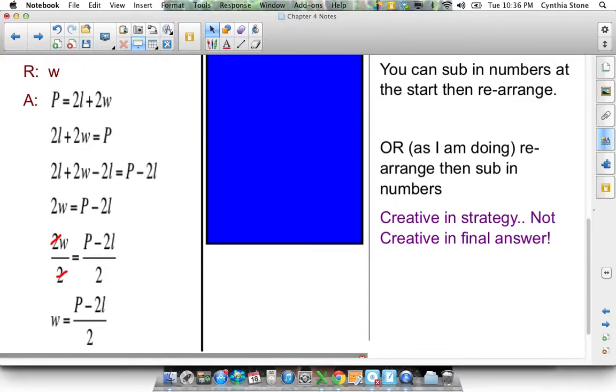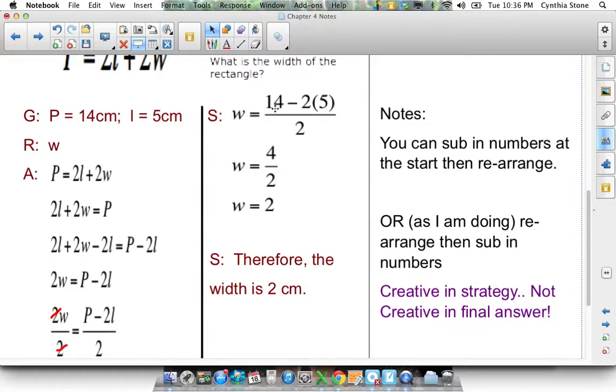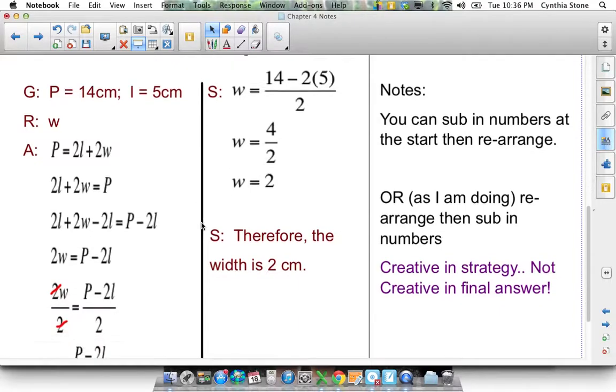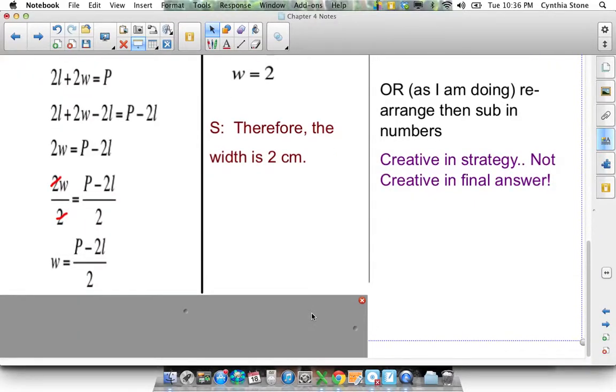Okay? Now once you have that, you have to remember that it's not that hard to deal with because we know P is 14 and minus 2 times L and then just over 2. So that's just taking this equation and substituting in the numbers I have. And you rearrange, 14 minus 10, which is 4 over 2, so W equals 2. So therefore the width is 2. That's it for this page.